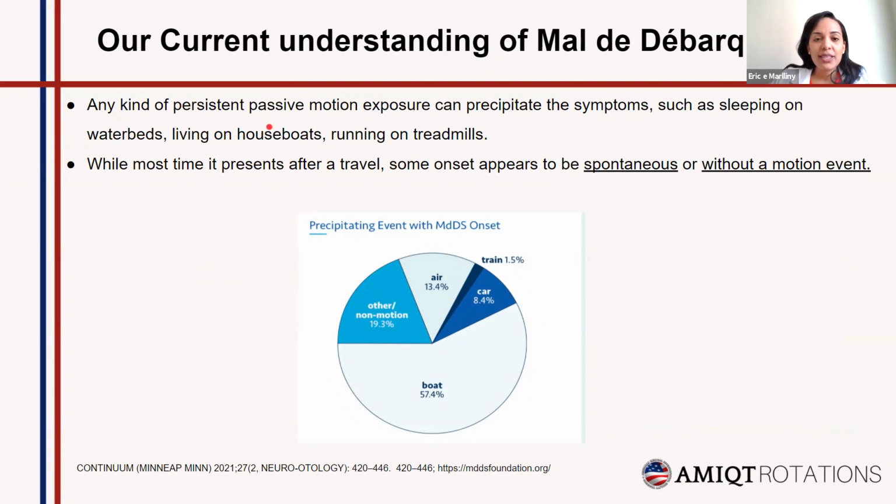Any kind of persistent passive motion can precipitate the symptoms. For example, if the patient lives on a waterbed, on a houseboat, or even if he runs on a treadmill, or takes an elevator, that can precipitate it. But while most of the time it presents after travel, some onsets appear to be spontaneous, like our patient, without a motion event. This graphic shows that the boat corresponds to the majority of the cases.